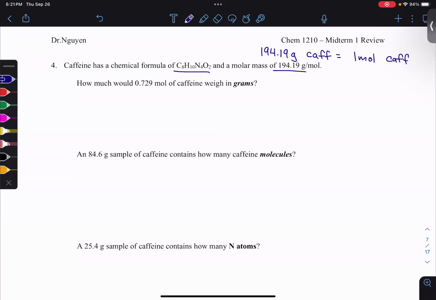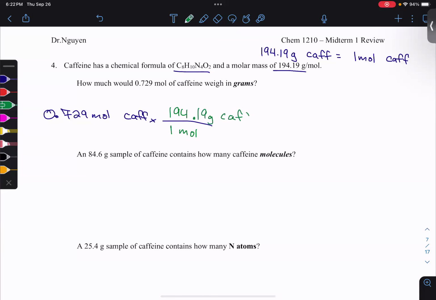So if in part A, I'm given, oh, you start with 0.729 moles of caffeine. Now that we've rewritten that molar mass like this, you can clearly see, where does the 194 have to go? On the top or the bottom? On the top, because what's the goal? We want to cancel that mole, so that means we put mole on the bottom, 194 grams up top, right?